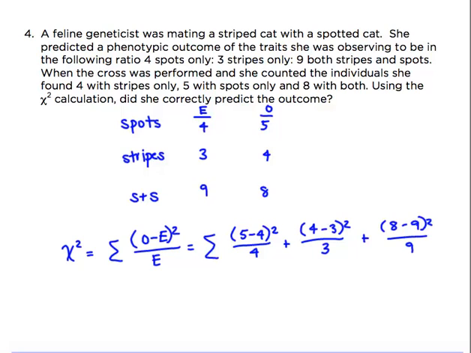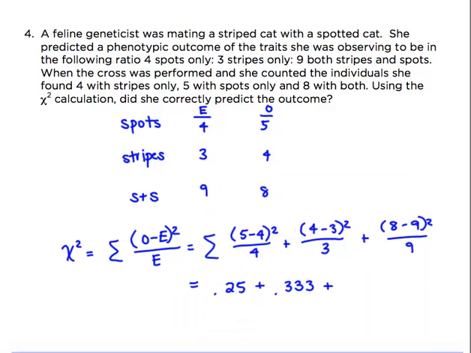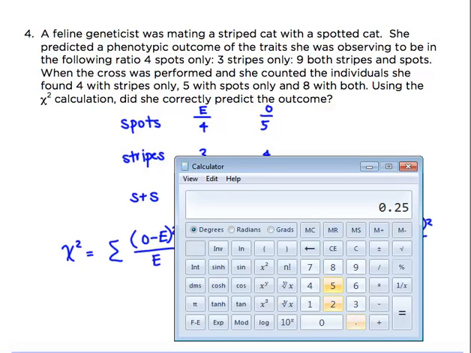So let's do these calculations. 5 minus 4 is 1, squared is 1, over 4 is 0.25. 4 minus 3 is 1, squared again is 1, over 3 is 0.333 repeating. And 8 minus 9 is negative 1, squared is positive 1, and 1 over 9 is 0.111 repeating. So what is the total chi-square value? You have 0.25 plus 0.333 repeating plus 0.111 repeating, and you get 0.6943, which we can round to 0.7.